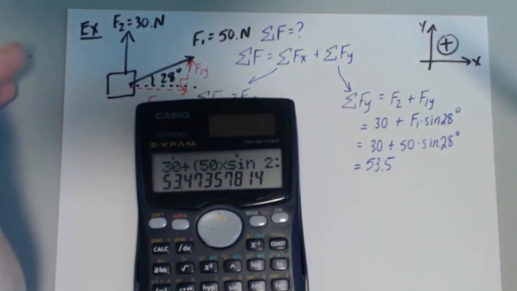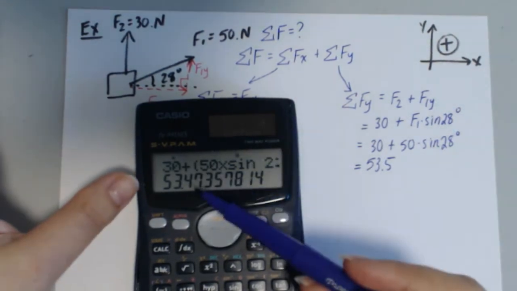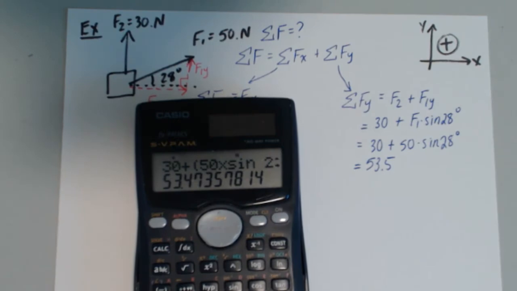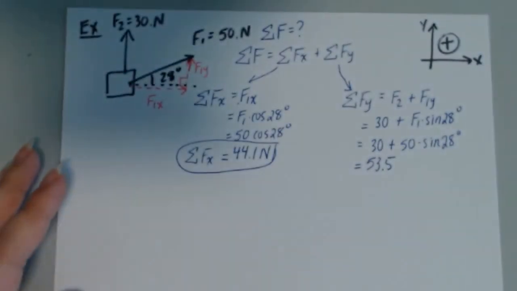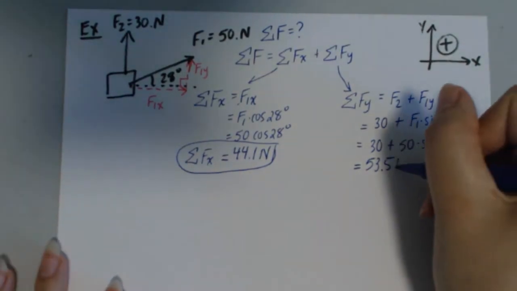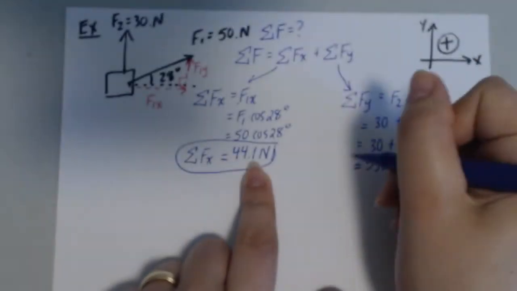If this is obvious to you, that's great. But if you are one of those people who would have written that as 53.4, please make sure you don't do that, because that would be incorrect. Okay, 53.5 newtons. This is going up, this is going right.